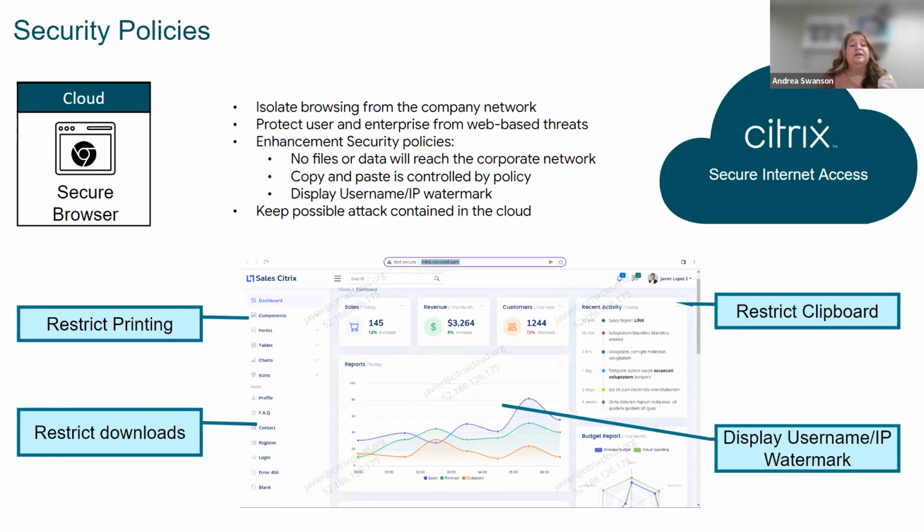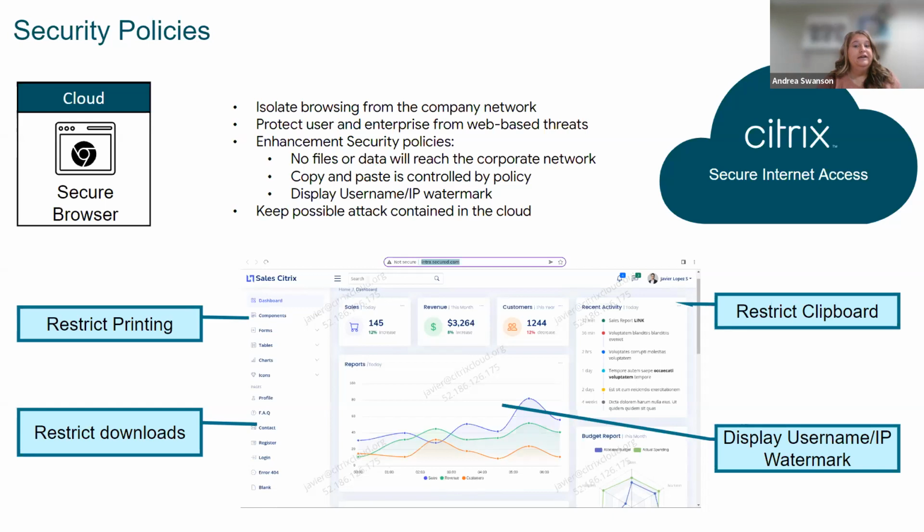So there's the ability to isolate browsing from the company network. You can protect user and enterprise from web-based threats. You also have enhanced security policies, such as displaying the username or IP watermarking for your company. You have copy and paste options that are controlled by policies. There are no files or data that will reach the corporate network. And then you can also keep possible attacks contained in the cloud.